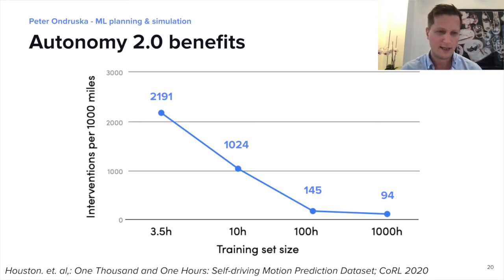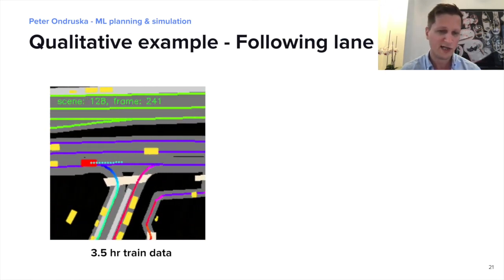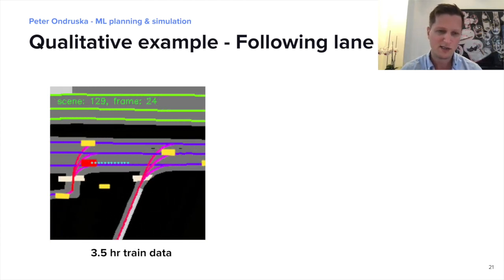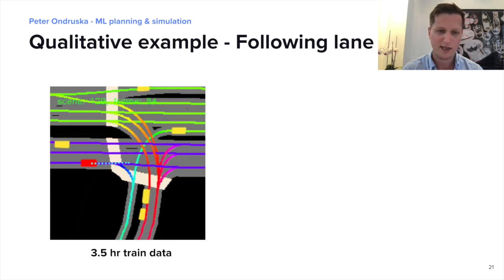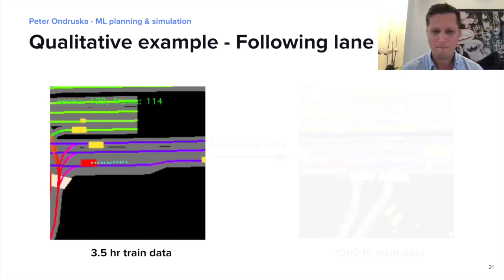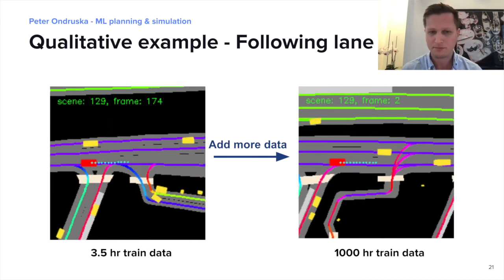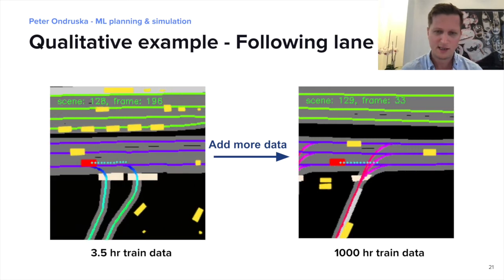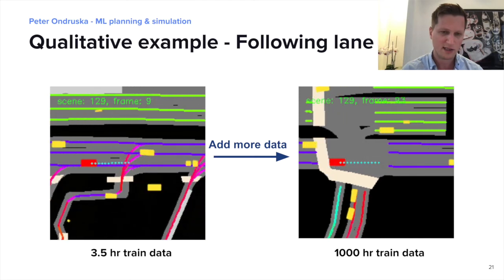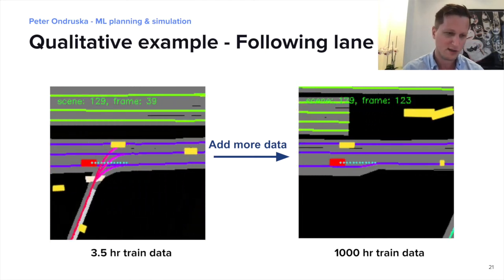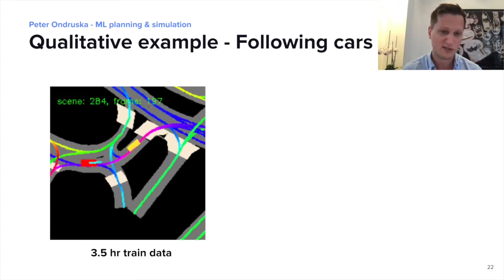To see this, here is a system that was trained only on 3.5 hours of human data. And you can see that even with this little data, the system can already keep the lane and drive in it. When you add more data and train on 1,000 hours, you see that the behavior is more stable, but generally this simple behavior can already be learned from just little data. The situation gets more complicated with the complexity of scenarios.